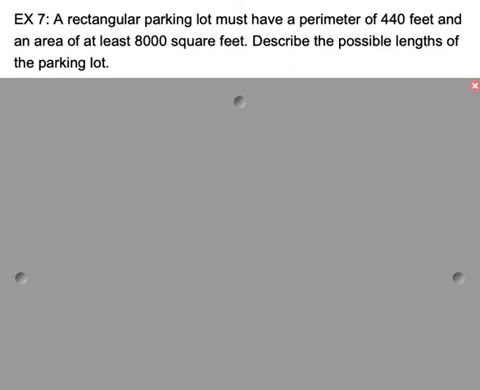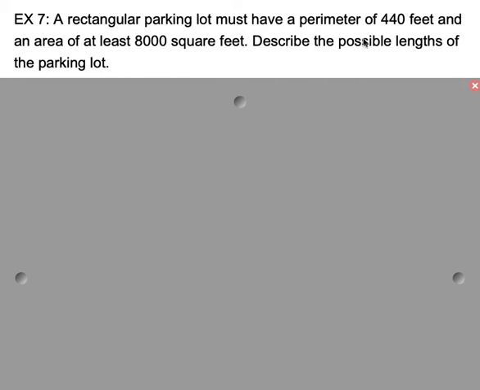Now, the last example we are going to do today requires a little more thought. It says a rectangular parking lot must have a perimeter of 440 feet and an area of at least 8,000 square feet. Describe the possible lengths of the parking lot. So it doesn't want to know anything about the width. It just wants to know about the length.